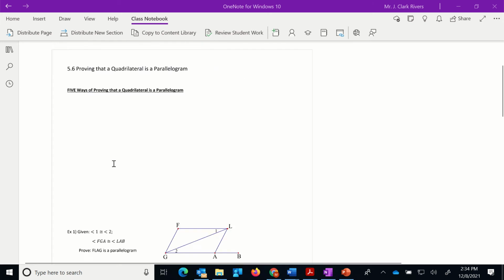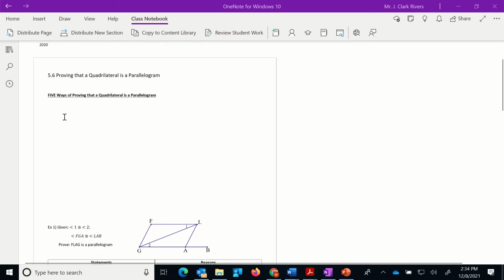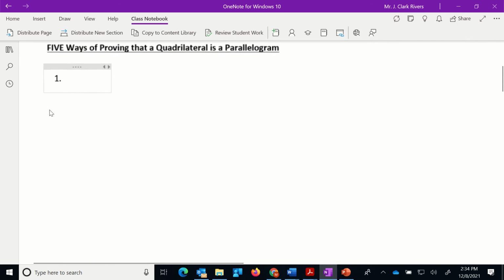All right, so we're going to talk about section 5.6, proving that a quadrilateral is a parallelogram. So we've learned about all the properties of a parallelogram. You don't have to have all of those properties to know you for sure have a parallelogram. You're allowed to have a set amount that will then allow you to conclude all the rest of it and therefore know that you definitely have a parallelogram. So let's dive right in.